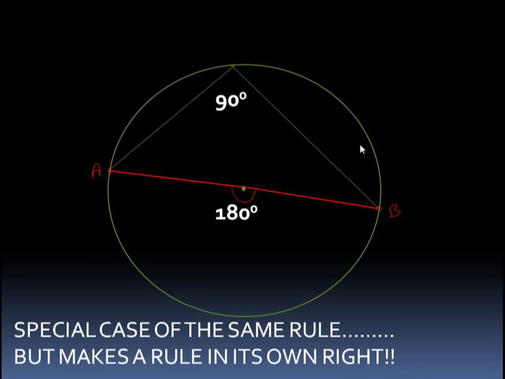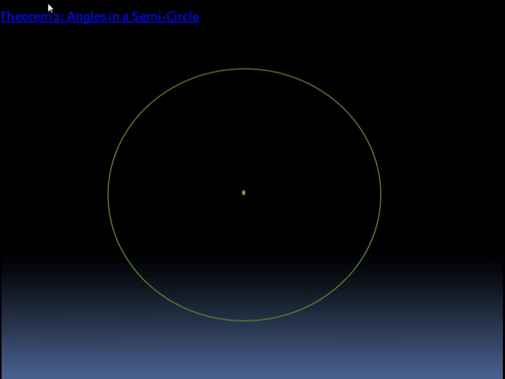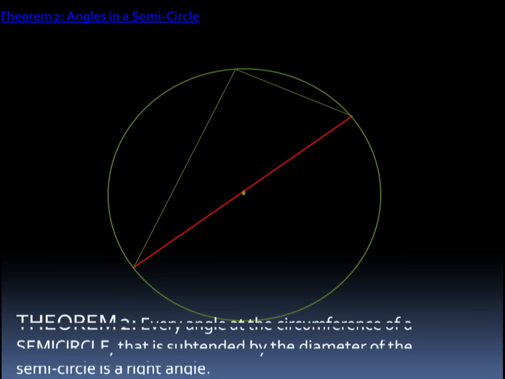And this is a new rule, so let's look at it. Circle theorem 2: angles in a semicircle. A diameter cuts a circle into two halves, a semicircle on top and a semicircle below. And so the angle standing on the diameter, or we can say the angle that is in the semicircle, must be what? 90 degrees.